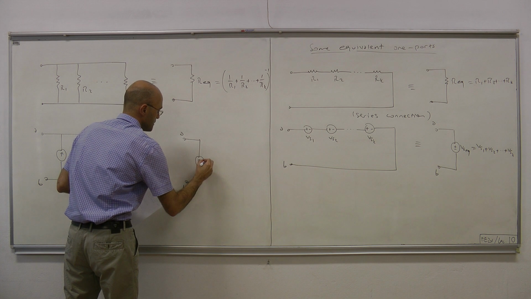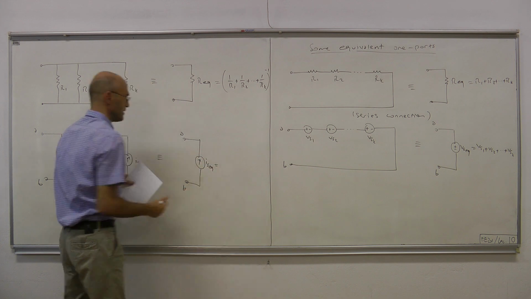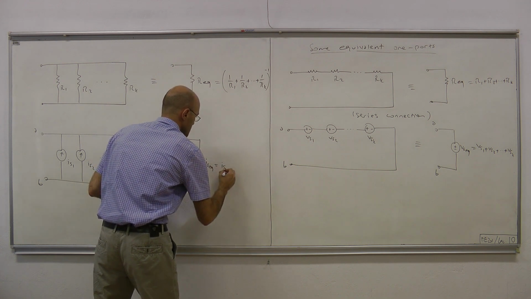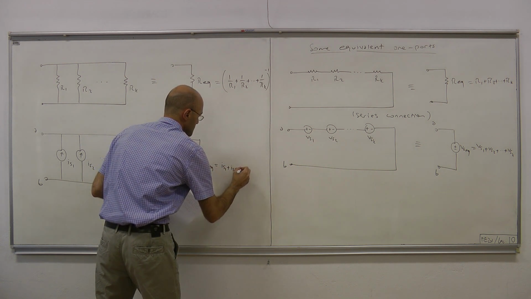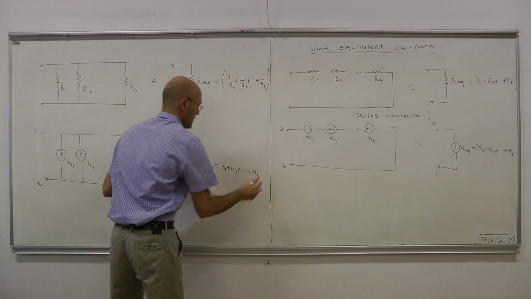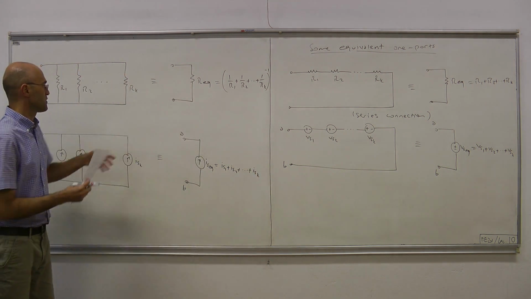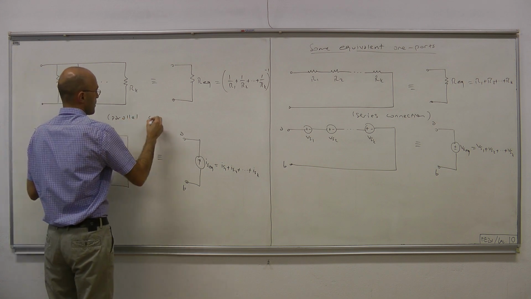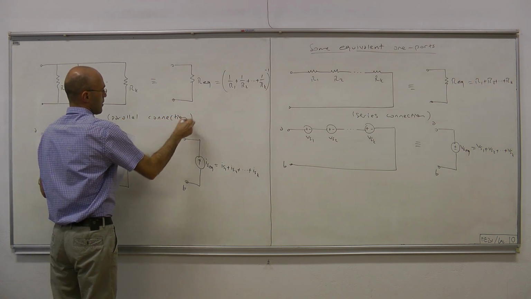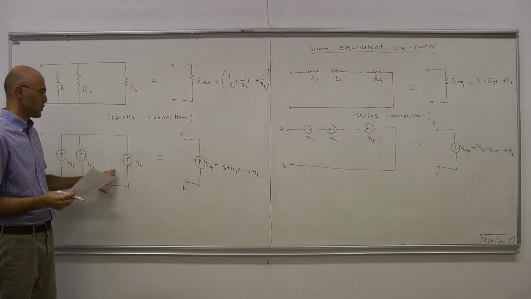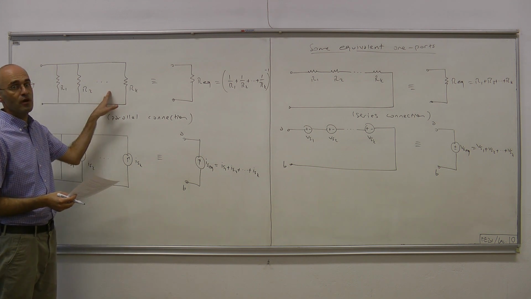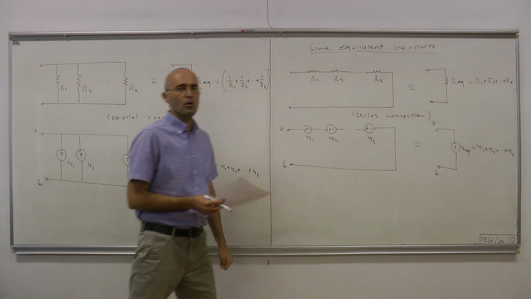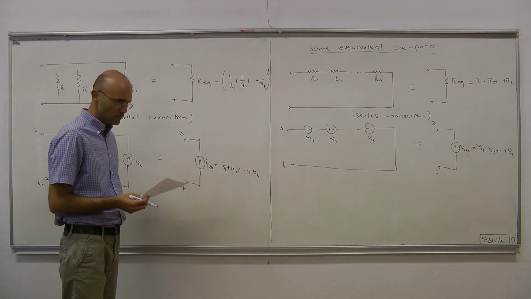So this is equivalent to A, B. This is IS equivalent, and IS equivalent equals IS1 plus IS2 plus up to ISK. And this type of connection is called parallel connection. Parallel connection of current sources, parallel connection of resistors, series connection of resistors, series connection of voltage sources, and so on.